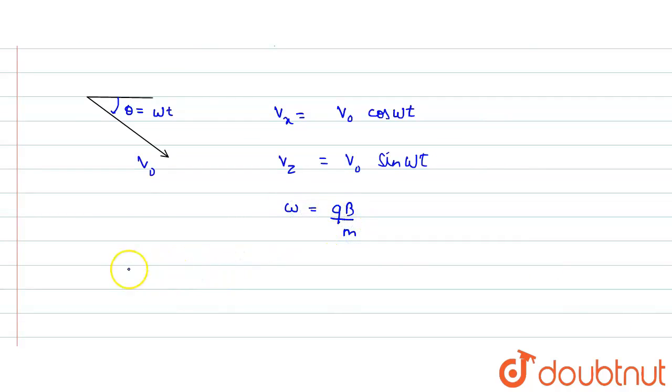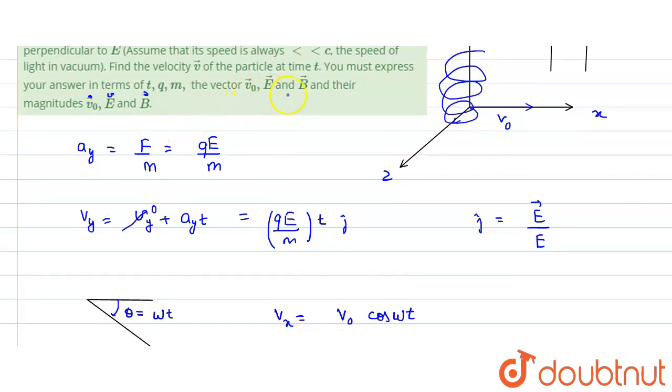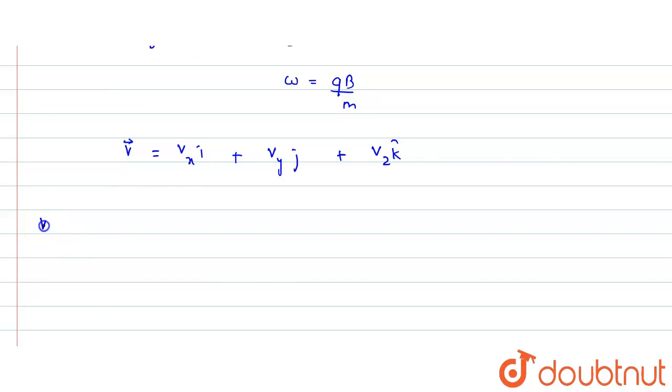So we can write our v vector as vx i cap plus vy j cap plus vz k cap. Now since we don't need to write the answer in terms of i, j, k cap, we need to write all the answers in terms of E vector, v naught vector, and B vector. So just rewrite this form. Our v vector would be equal to, what is the velocity vx? It is v naught cos omega t. Cos, what is the value of omega? qB divided by m into t.